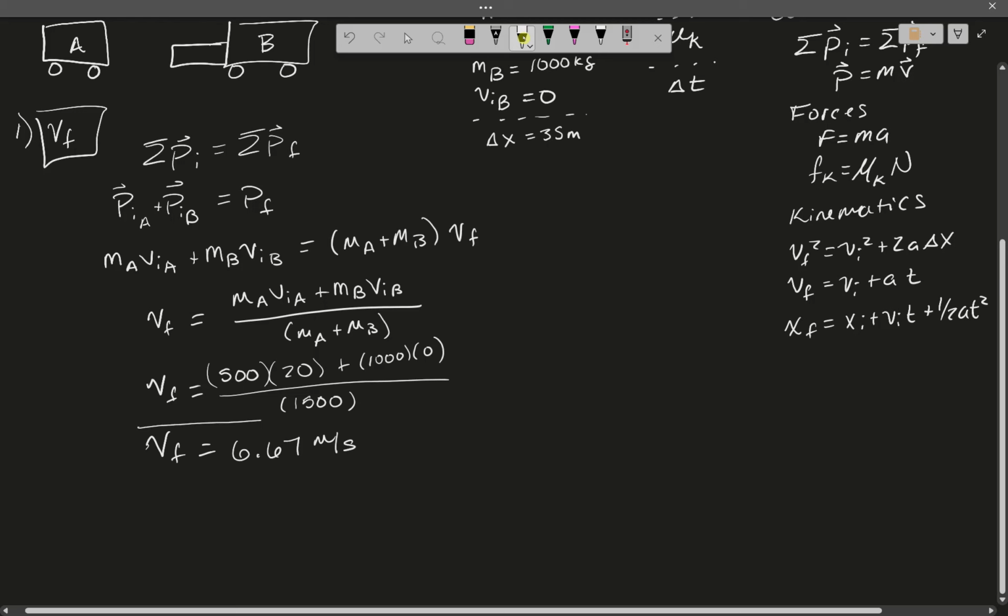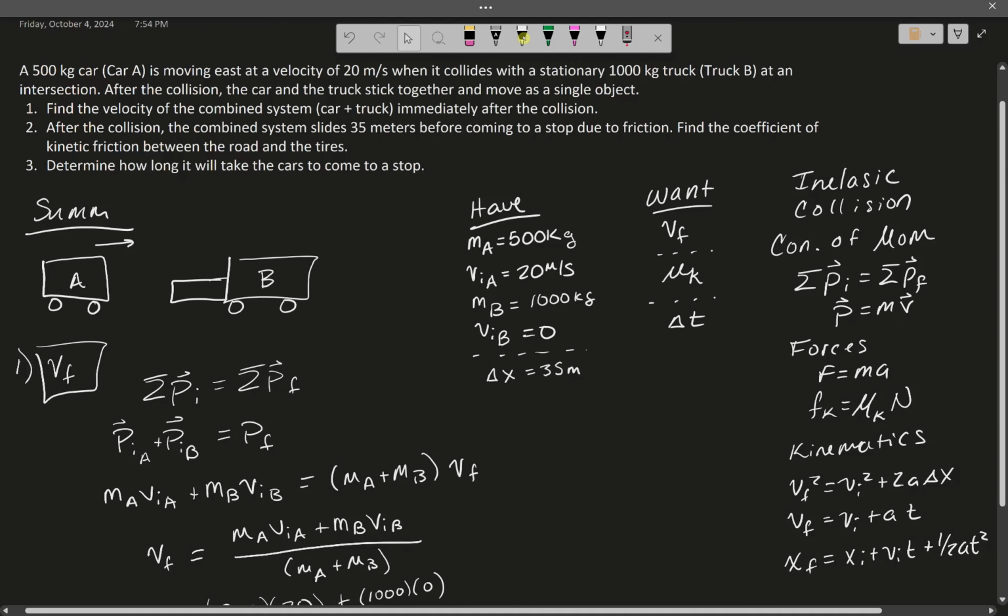And since the initial car A was moving in the positive direction, and car B was stationary, they're going to continue moving in the positive direction together. So our answer for 1 is 6.67 meters per second.